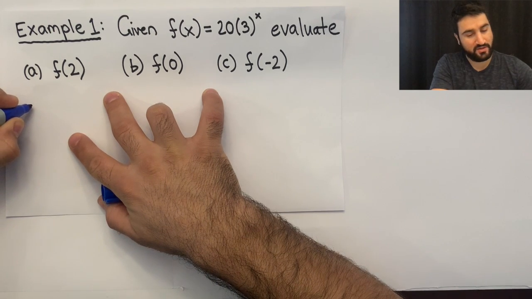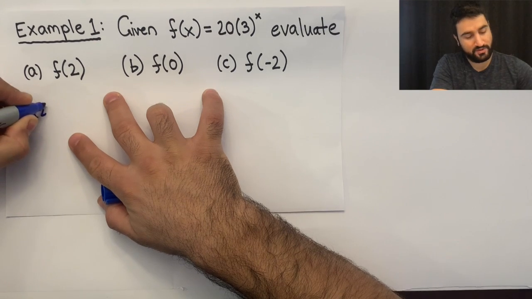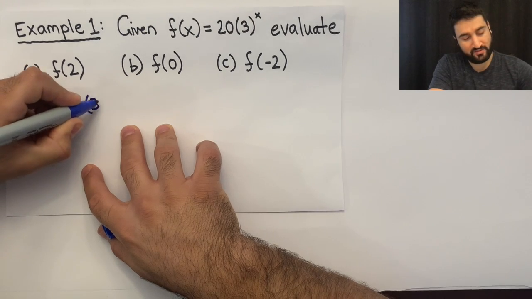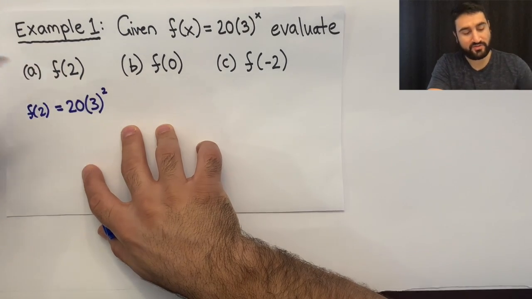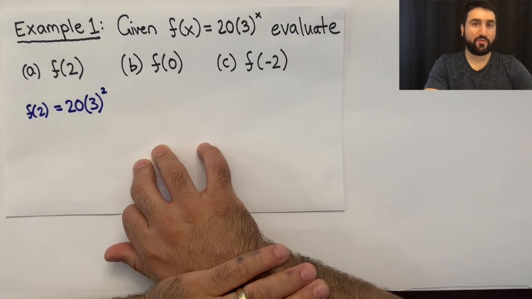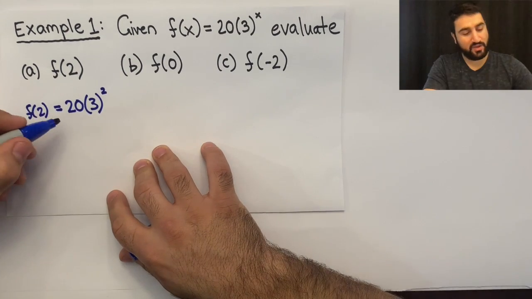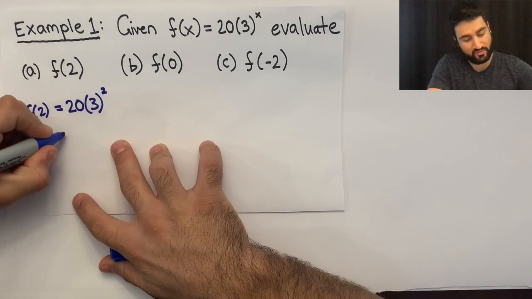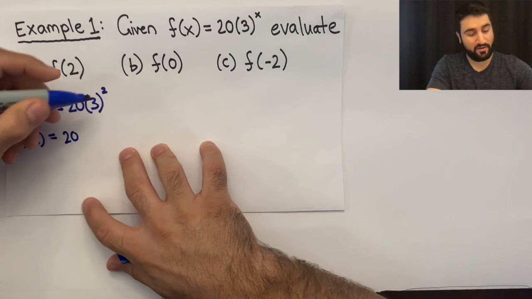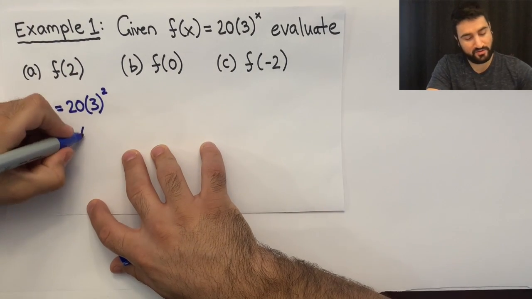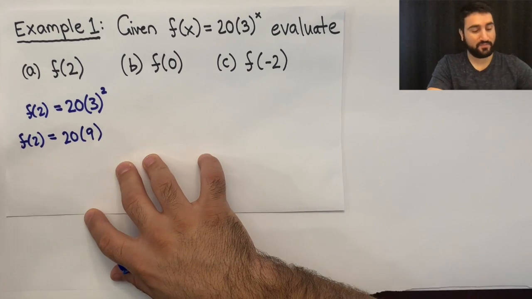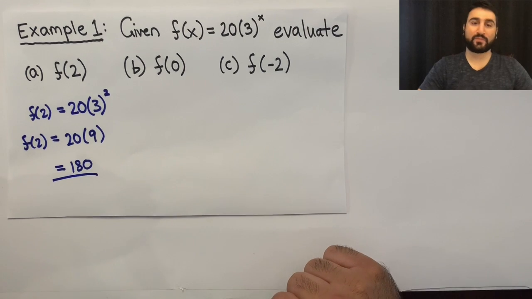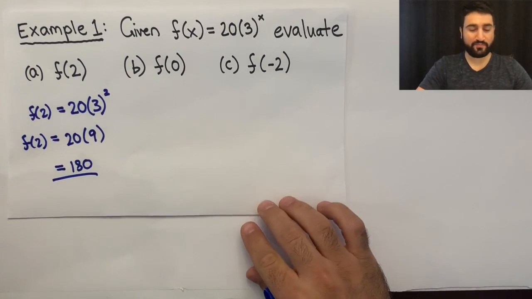So that's going to be f of 2 is going to be equal to 20 times 3 to the 2. Okay? If you remember your order of operations properly, this should be 20. 3 squared is 3 times 3. So that's going to be 9. Okay? Which then is 180. All right. Let's try the next example.